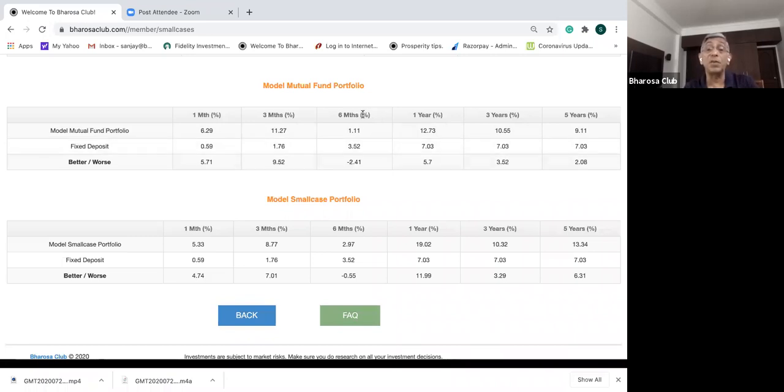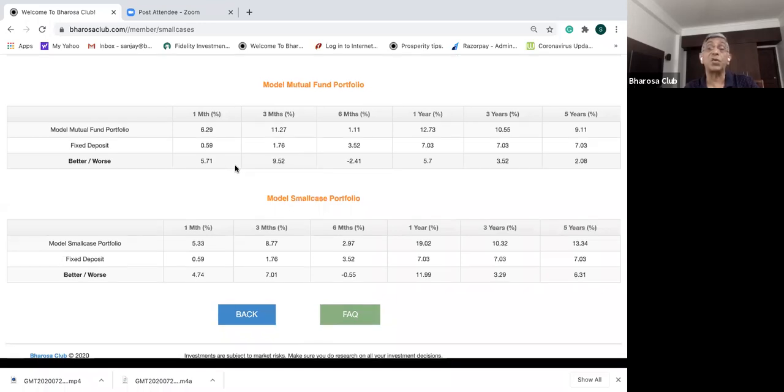Now, there is a period over the last 6 months, where you had the market meltdown due to COVID, where fixed deposits did better by about 2.41%. But if you look at the last 3 months, because of the recovery, it's done much better than fixed deposits, at 9.52 and 5.71 over 1.